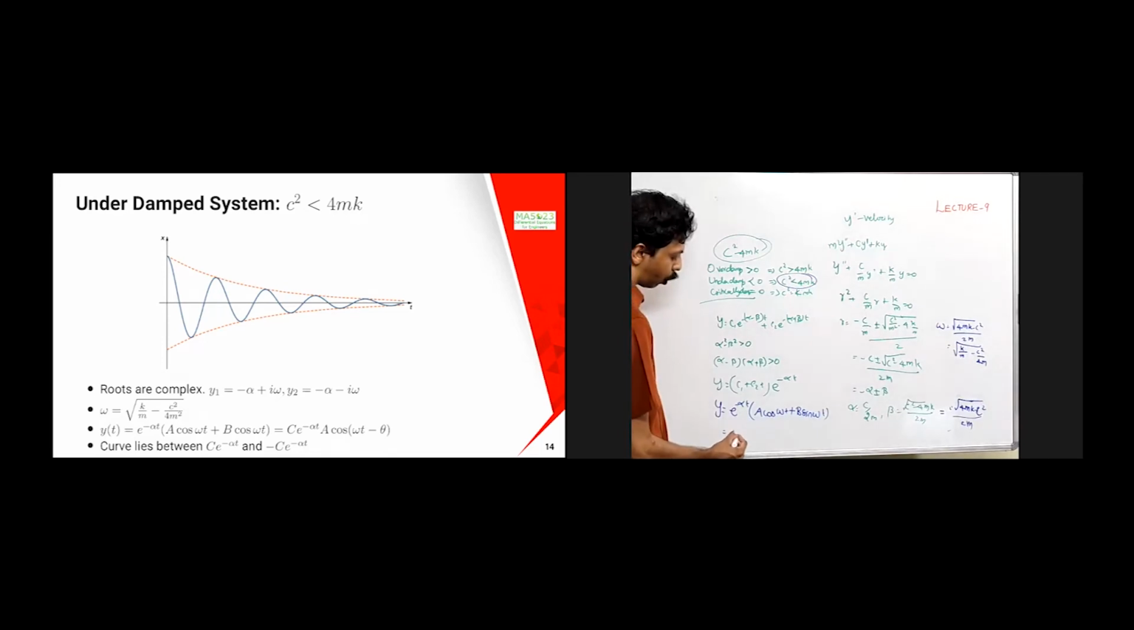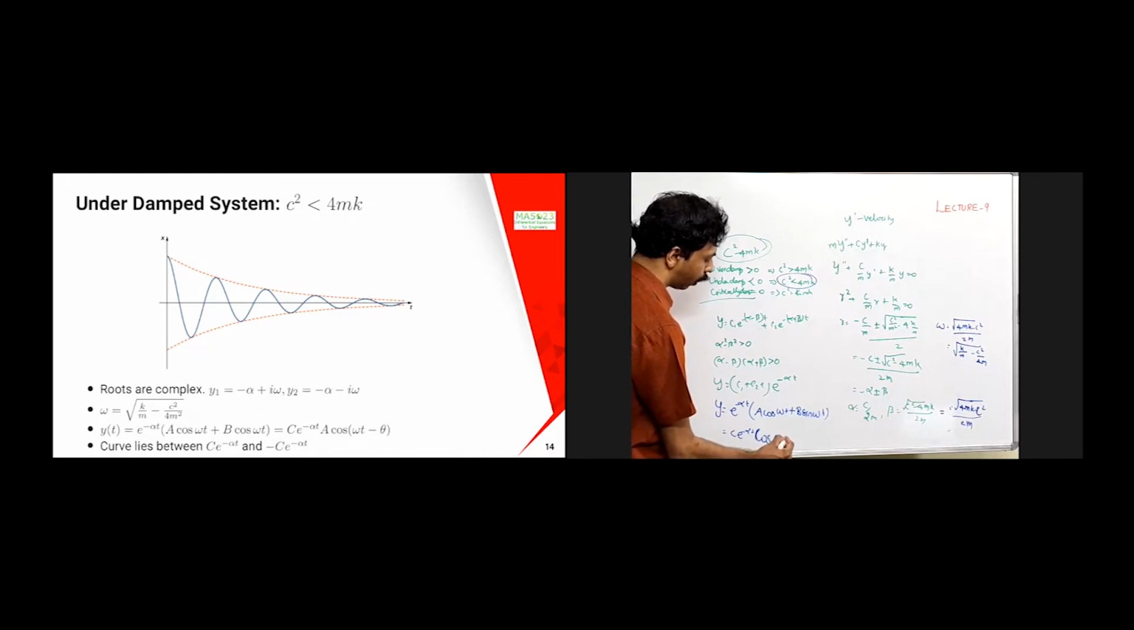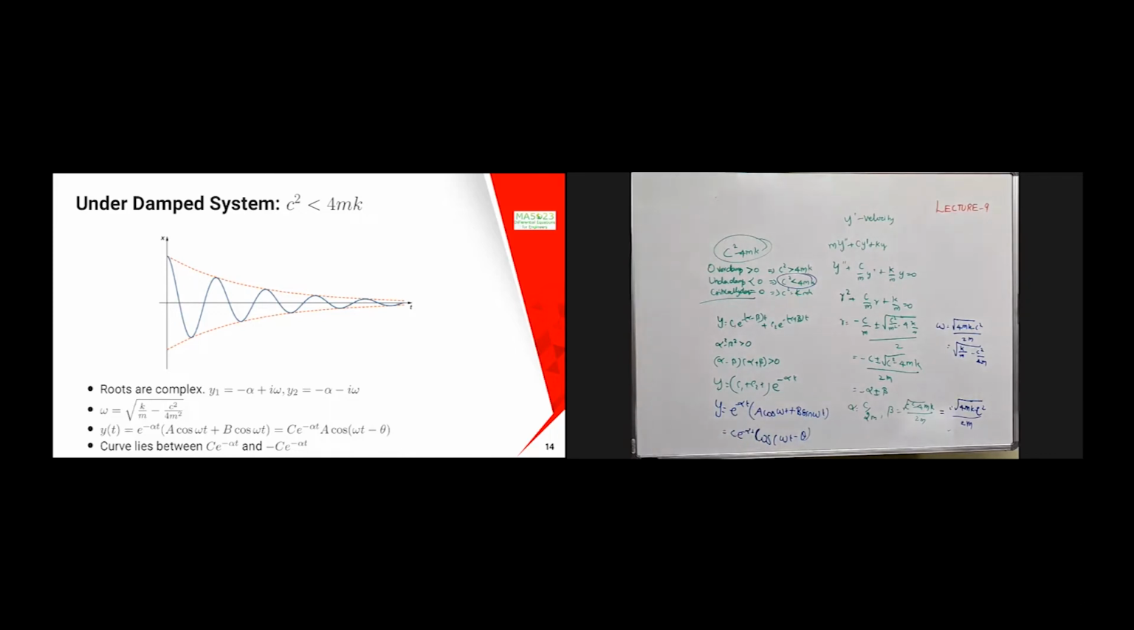Same, I can write as C e power minus alpha t. Cos of omega t minus theta, I can write it the same way. So e power minus alpha t is going to be there. In this case, you are going to get a similar kind of graph, but since there is a C e power minus alpha t, suppose your alpha is positive, a decaying one. That means you are going to get a decaying curve.